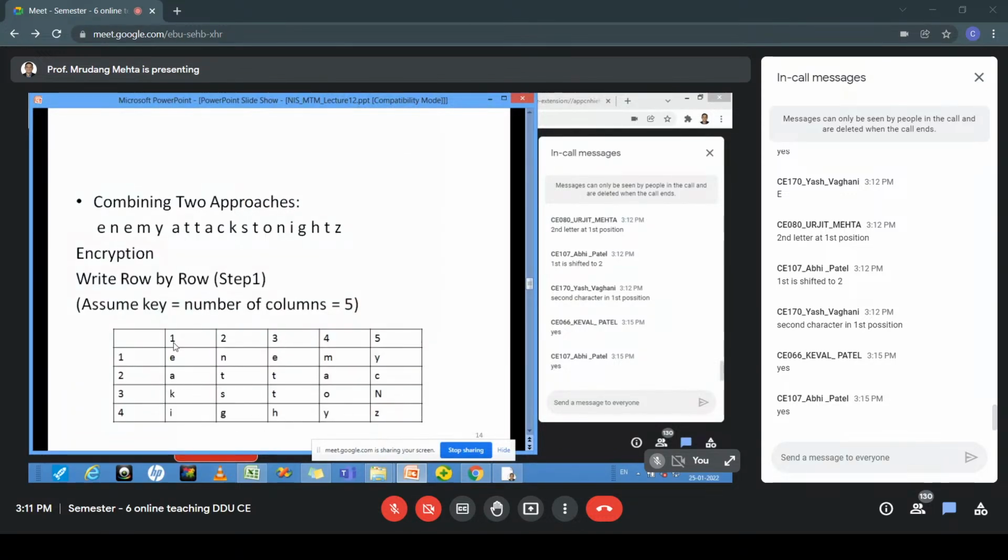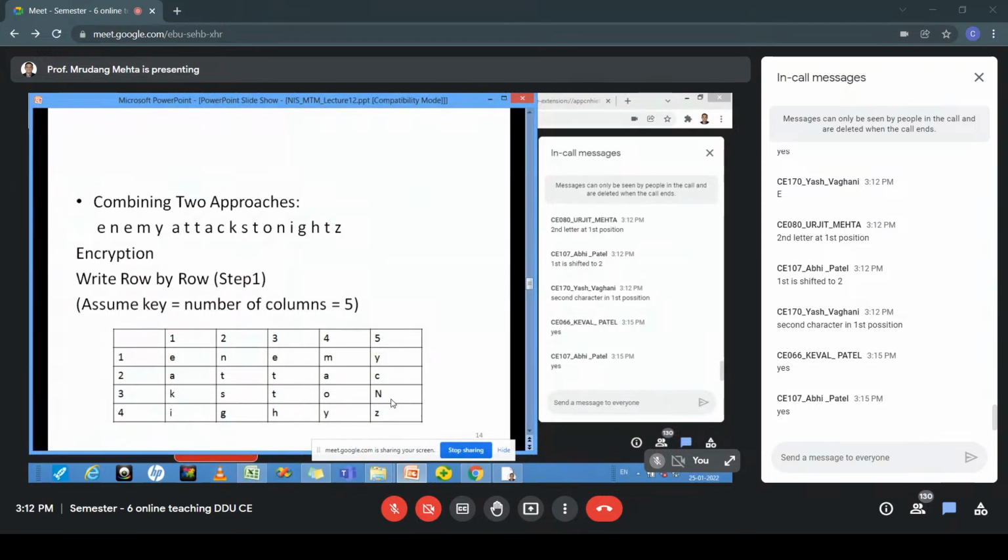Now, the third approach is combining two approaches. The plain text is: enemy attacks tonight Z. In the combined approach, the first thing we do is write row by row. Enemy attacks tonight. This n is supposed to be small.